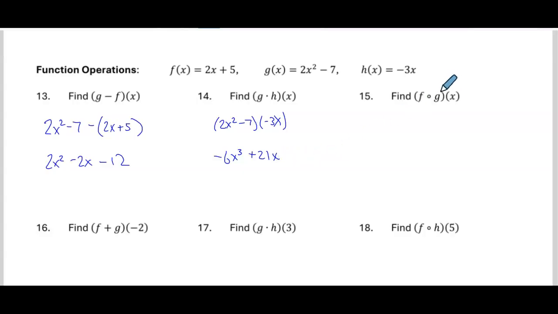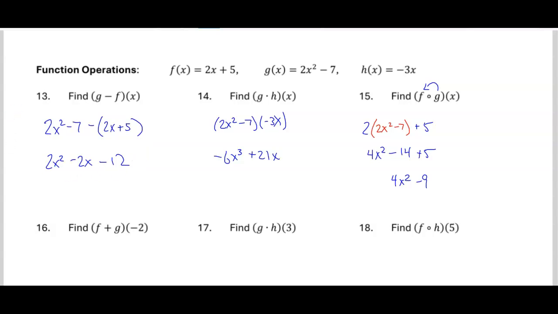F of g, so we're going to take this g function and plug it into f. So I need to start writing function f, then I'm going to insert function g, and then go back to finishing function f. So function f is in blue, function g was plugged in red. Okay, so I just distribute here 4x squared minus 14 plus 5, and that gives me 4x squared minus 9.